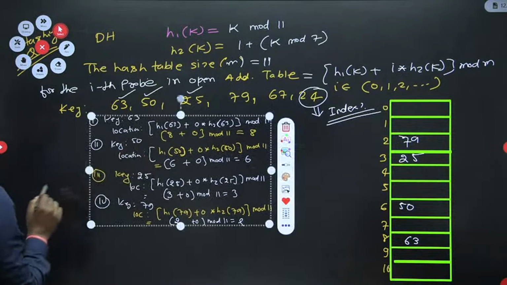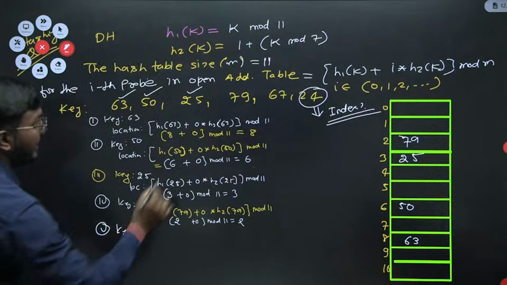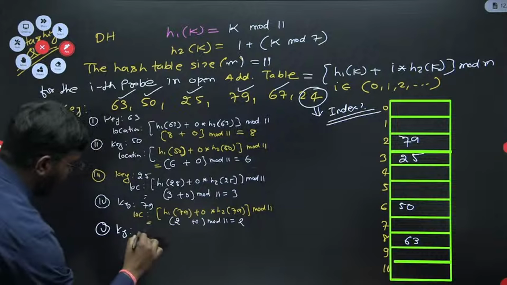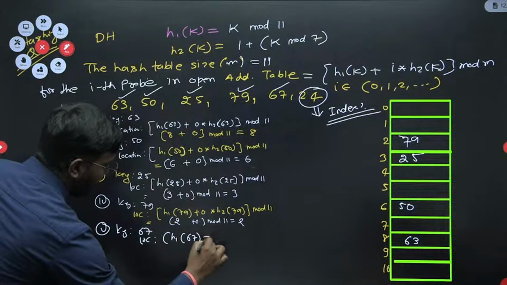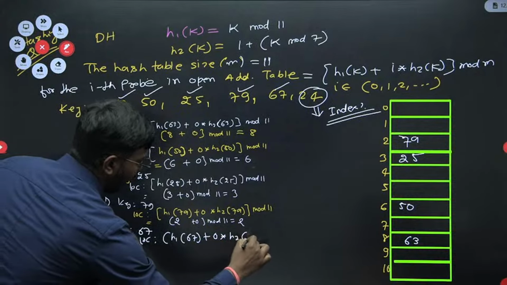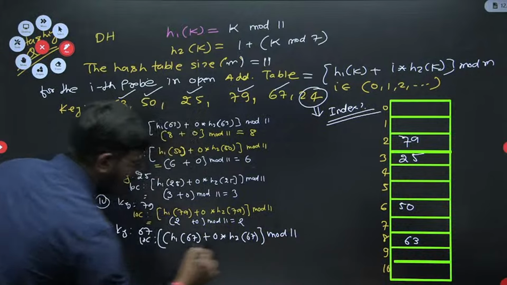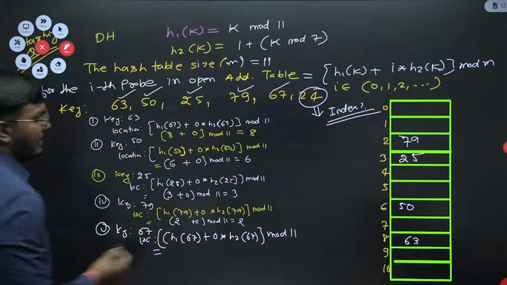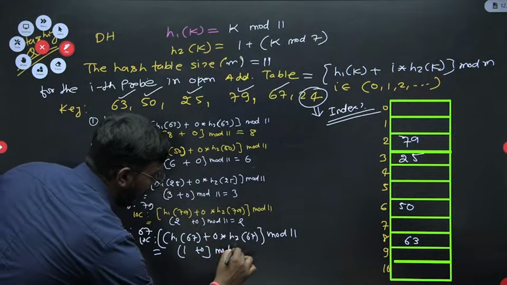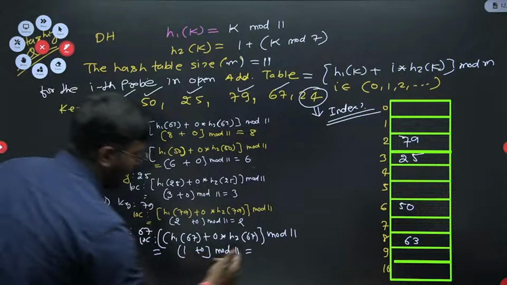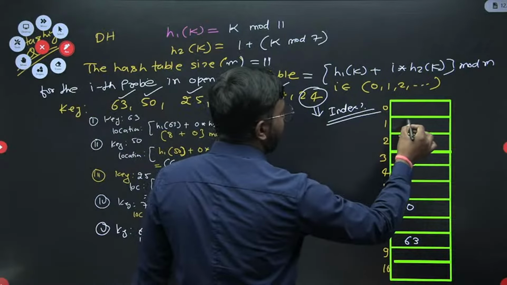Now let's insert 2 more keys here. The fifth one is the key 67. The location will be h1 of 67 plus 0 into h2 of 67, mod of 11. What is h1 of 67? Again 1. So 1 plus 0 mod of 11, this value will be only 1. Getting my point? 67 goes to 1. This is empty, so insert 67 here.